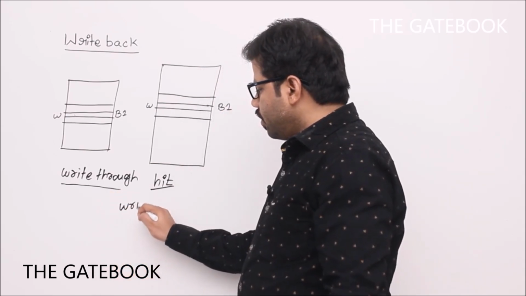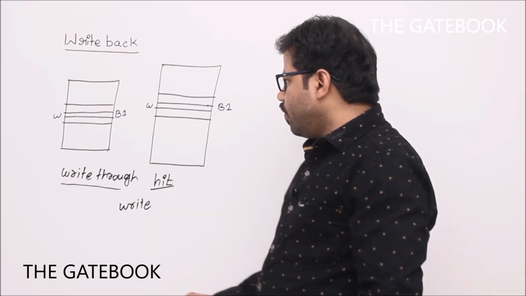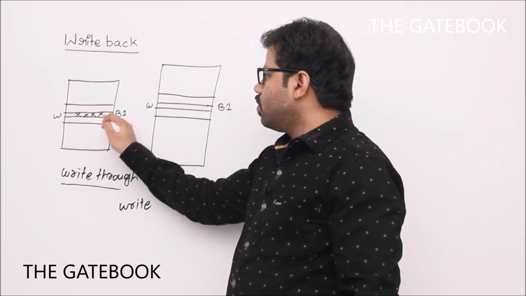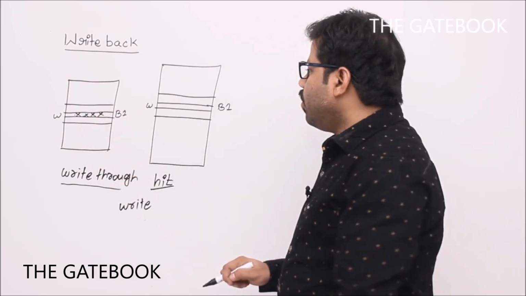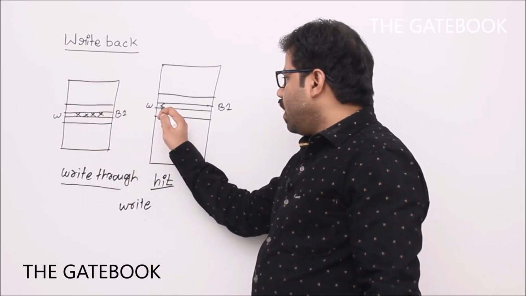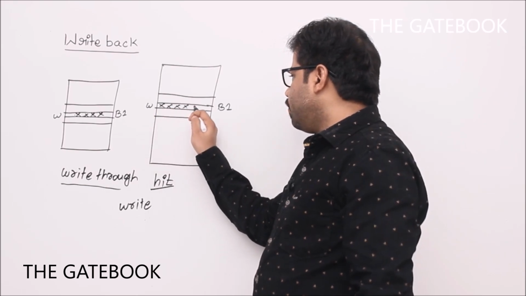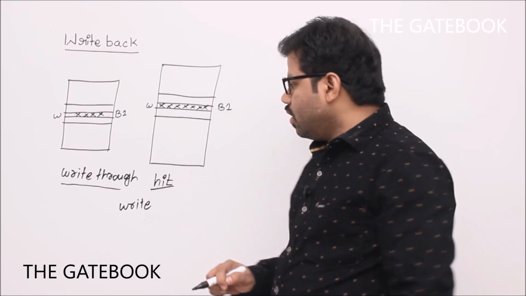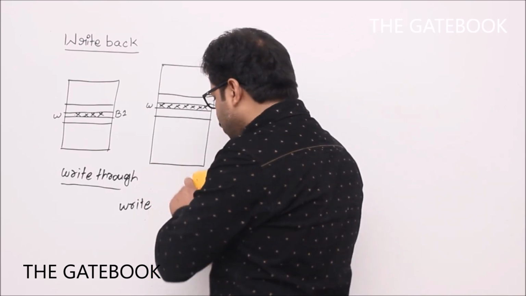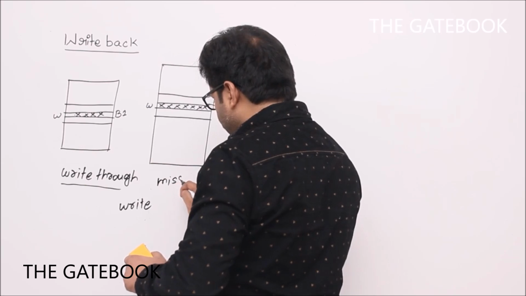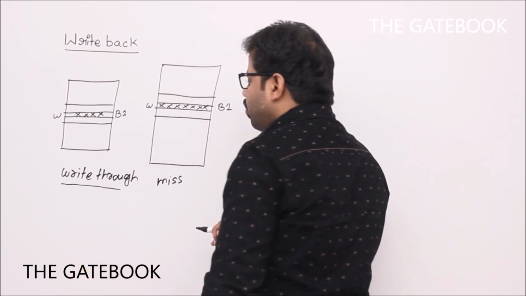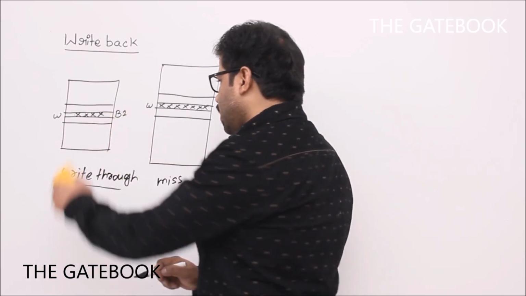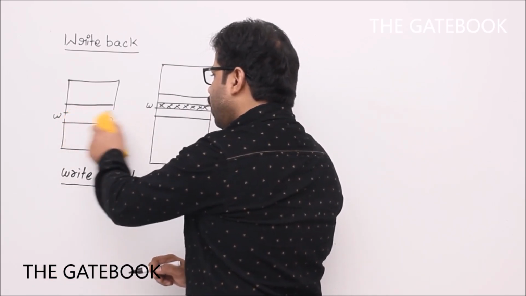Then we'll see write. Now you want to update a word which is already available in the cache, simply update it. Then immediately go to the main memory and update it. That's it. That is about cache hit and write. Second thing, what if a cache miss occurs? If a cache miss occurs for write, that means wherever you want to write, that word is not available in the cache, correct? So that means we don't have the data in the cache.